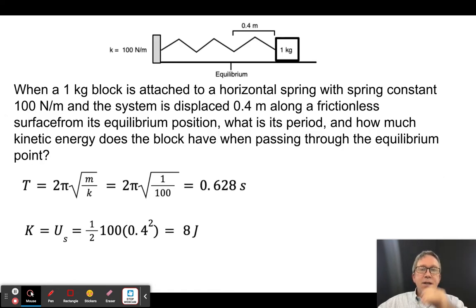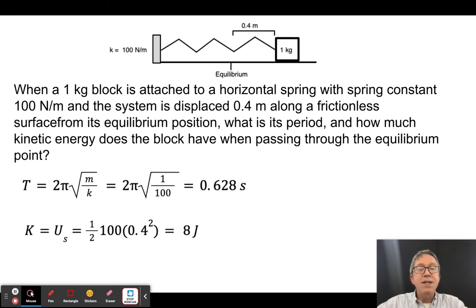Okay, now let's try this. We're going to do the same thing here. I have a horizontal spring block oscillator, and here are our details. We've got 100 newtons per meter of spring constant. We've displaced it 0.4 meters. It's got 1 kilogram. I just needed some numbers to work with. If I use the formula for finding the period, I'm going to find a period of 0.628, basically 2 pi over 10, seconds. And the kinetic energy as it passes through equilibrium is going to equal the spring potential energy here. When I say 1/2 of 100 times 0.4 squared, I get 8 joules.